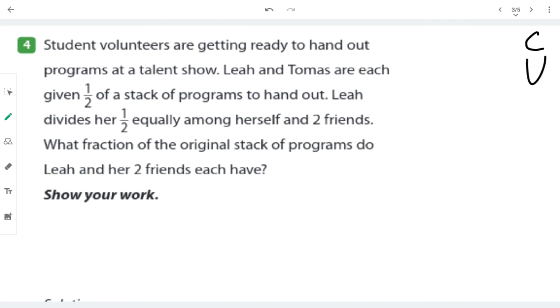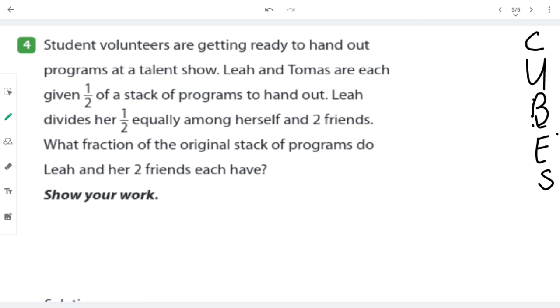Let's do what we need to do. There's a lot of things going on here. Leah and Tomas, her friends, there are a lot of things going on. Let's figure out what's really important. Let's circle our numbers. Well, I see there are a lot of numbers in here. Let's come back to that.